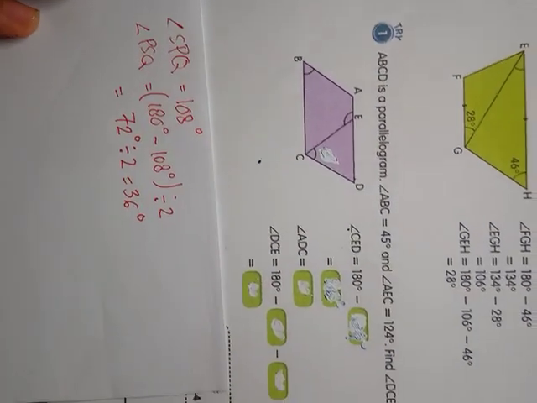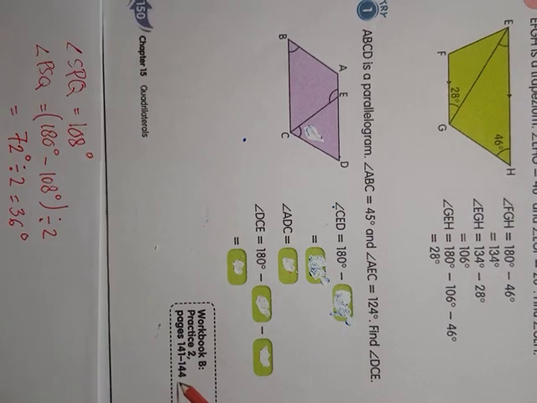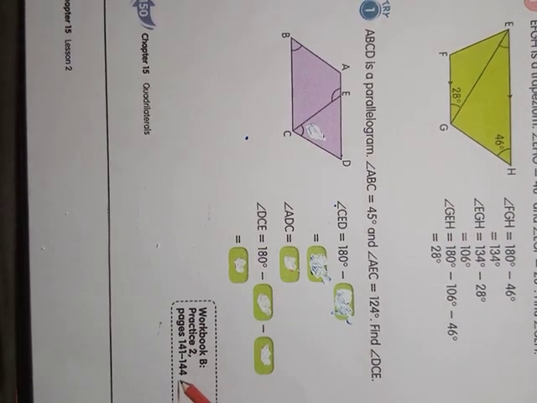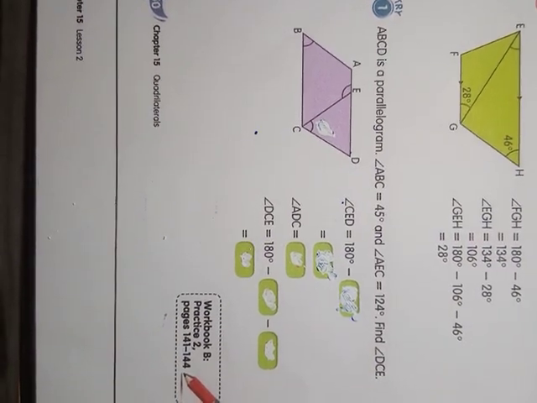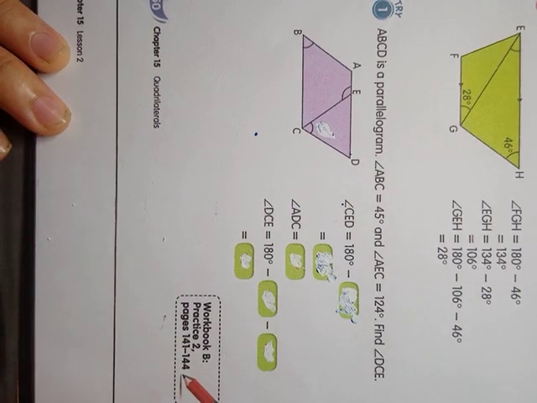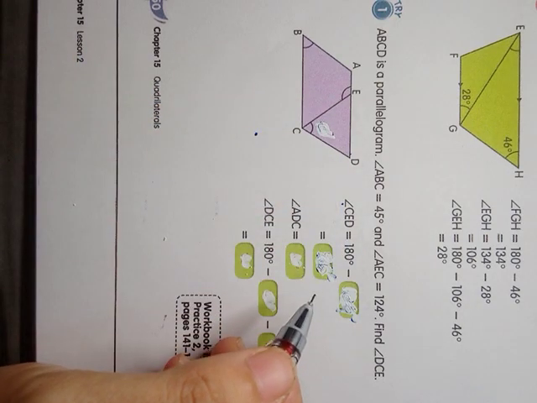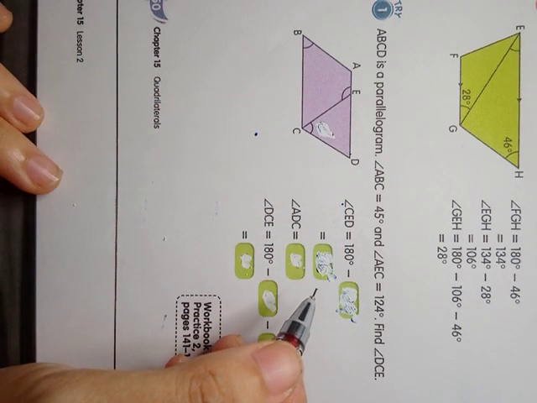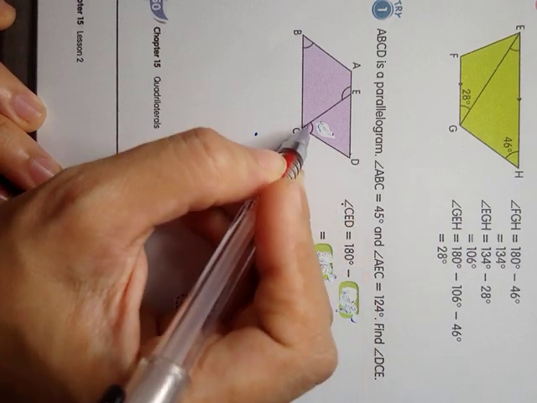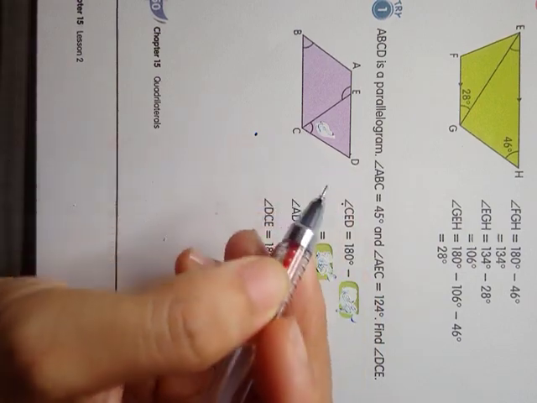Next question. Try 1. ABCD is a parallelogram. Angle ABC is 45 degrees and angle AEC is 124 degrees. Find angle DCE. We need to find this angle.